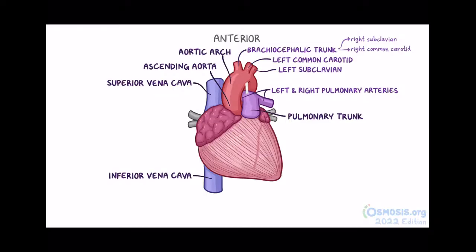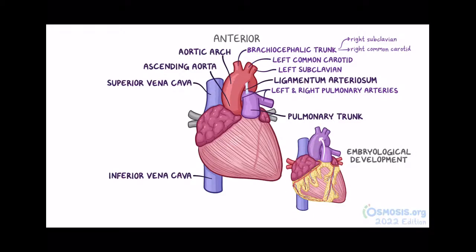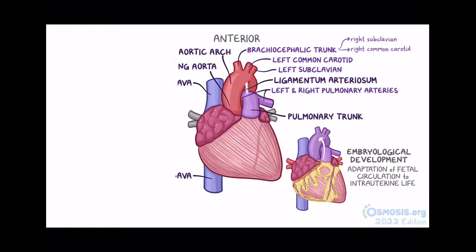Interestingly enough, the superior portion of the proximal left pulmonary artery is connected to the inferior surface of the aortic arch by the ligamentum arteriosum. Even though this fancy-termed element is just a fibrous band now, back during embryological development, it used to connect the aortic arch and the pulmonary trunk as an adaptation of fetal circulation to intrauterine life.